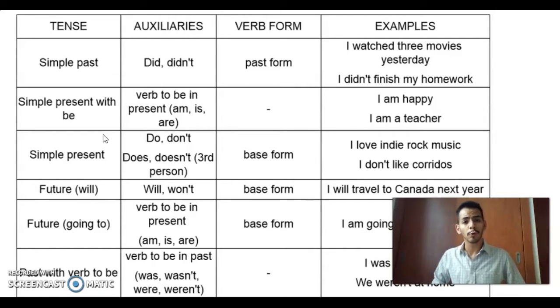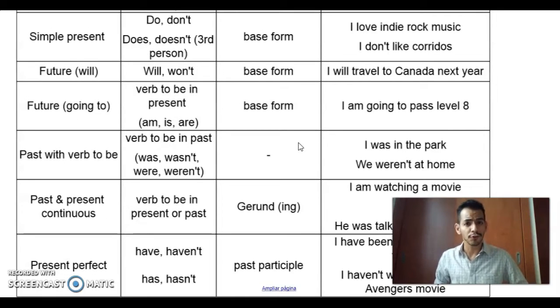Then we have future with will. We have only two auxiliaries, will or won't. The verb goes in base form. Some examples, I will travel to Canada next year. Then we have future with going to. The auxiliary is the verb to be. The verb goes in base form, and we have some examples. I am going to pass level 8.